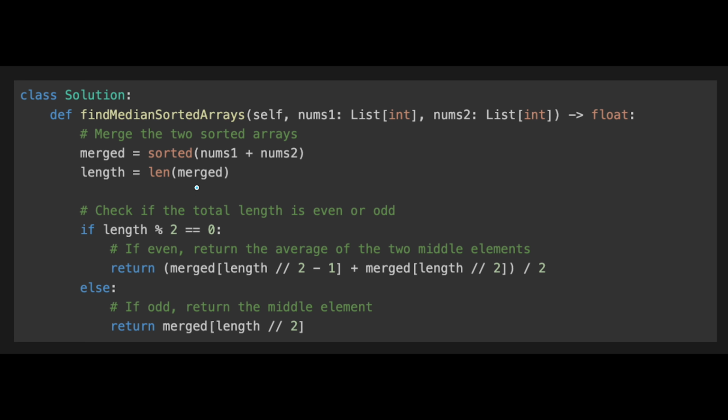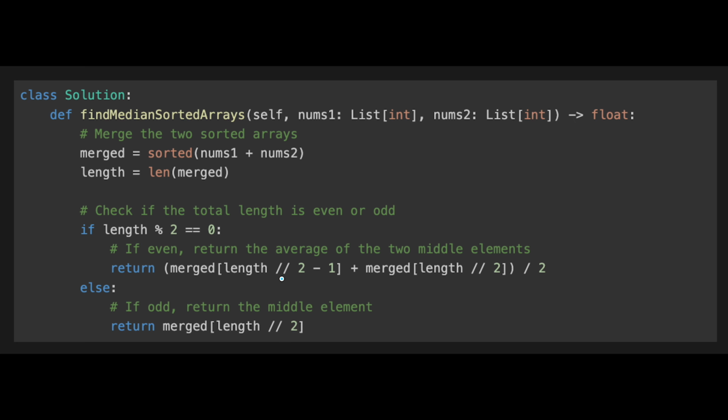The first idea that may come to mind is to merge the two arrays and extract the middle value. So for example, merge two sorted arrays, get the length, and check if the total length is even or odd. If even, return the average of the two middle elements. If odd, return the middle element. So this is easy, right?